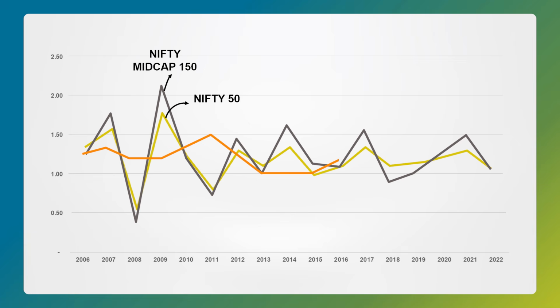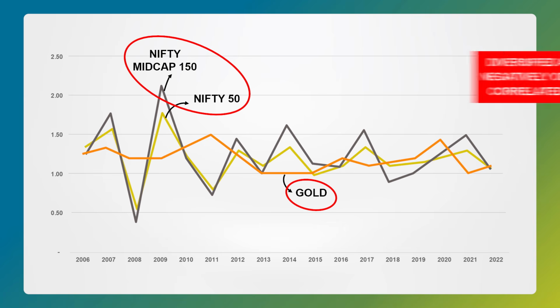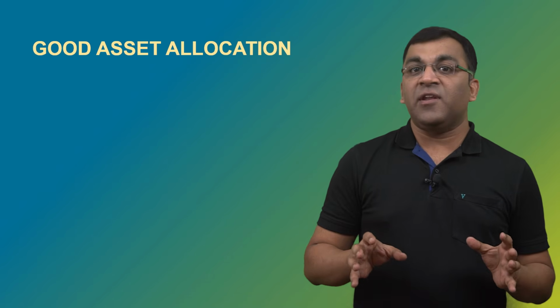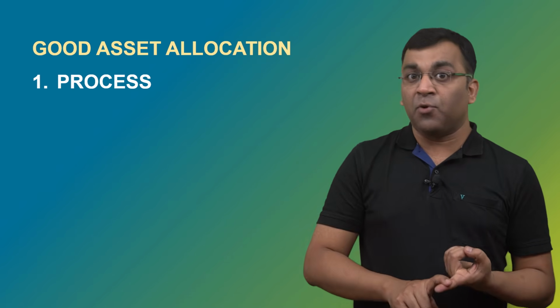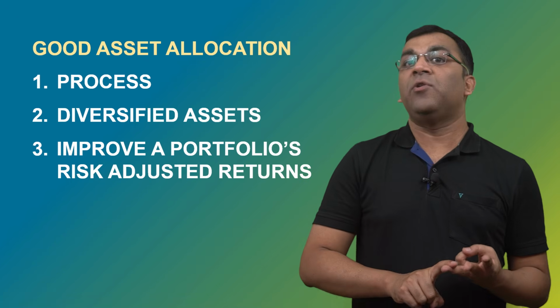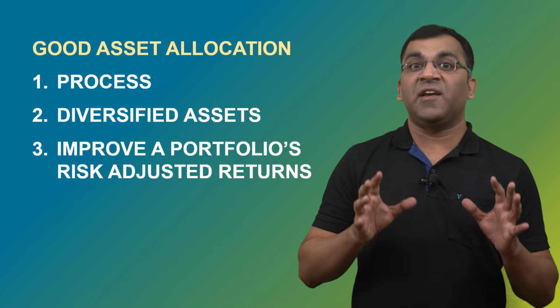Now, when I layer the performance of gold over the same graph, you'll start seeing a pattern, and you'll notice how divergent the performance of gold is as compared to the 2 equity indices. This is what we really mean by diversification, that is, the use of asset classes that are negatively or at least weakly correlated to each other in terms of performance. So to sum this up, good asset allocation is a process-driven approach. It makes use of diversified assets, and the primary goal is to improve the portfolio's risk-adjusted return.